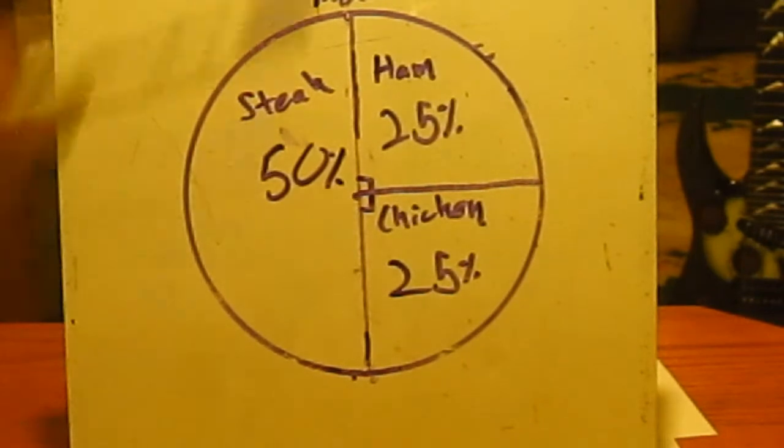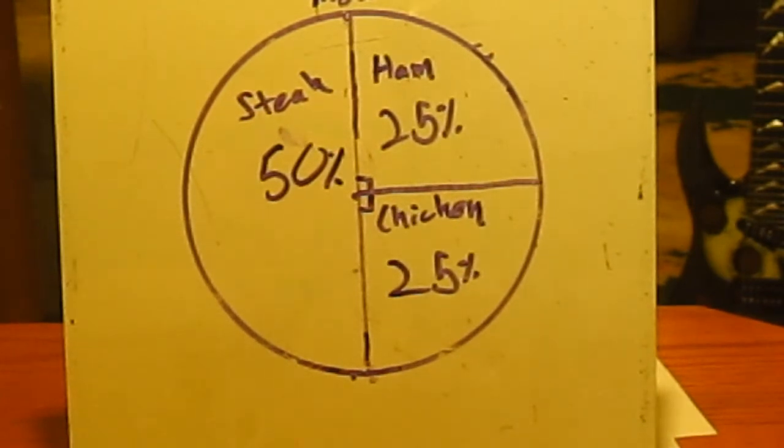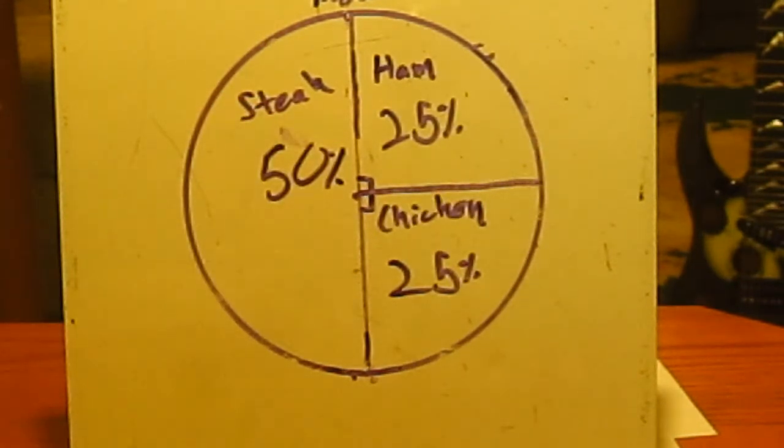And here is our chicken, 25% like chicken. So that would be 5 of the people. And so 25% of 360 degrees would be 90 degrees. So here's our 90 degrees. It's a right angle, and that would be our chicken. And another 25% like ham, and so 25% of 360 is 90. Again, it's also a right angle, and there's our ham.